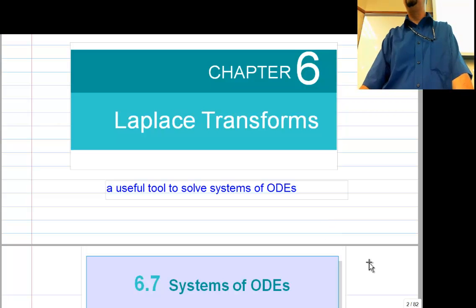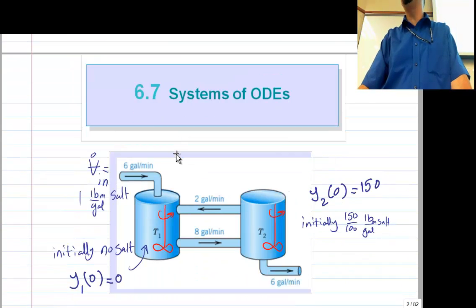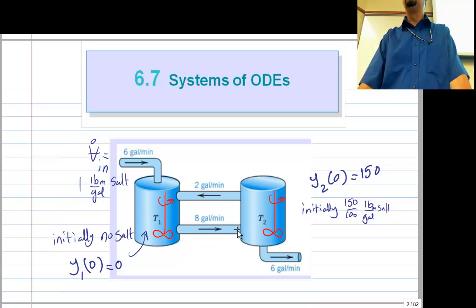Alright? So let me start directly with the application. I'll show you a flavor of what we'll be able to accomplish by the end of the class. Alright? So you had a problem like this. It's a rate equation. Basically, two tanks. Initially, this tank didn't have any salt in it, 100 gallons of water. This tank has initially 150 pounds of salt per 100 gallons of the tank.